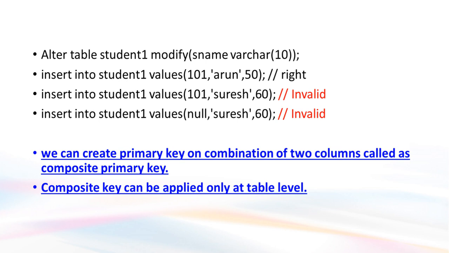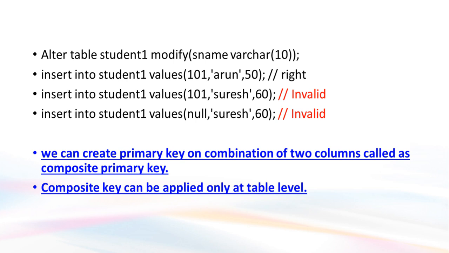Now when I see here, insert into student1 values 101, Arun, 50, this will be right. And now if I insert 101, Suresh, 60, this will not be right, because this is a duplicate value. And if I enter null, this is also invalid, because if I make a column a primary key, it will not allow nulls and also it will not allow duplicates. These are the examples. Now the fundamental point here: you can create a primary key on a combination of two columns, not only one column. That is basically called a composite key.